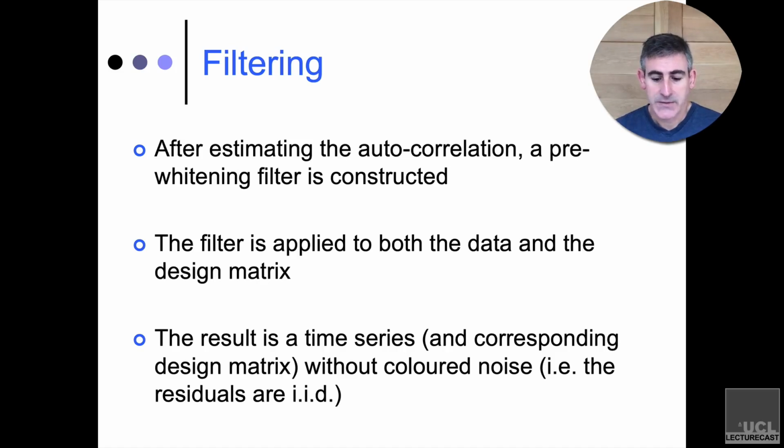So after filtering the data and the model to remove the autocorrelation structure, you're left with white noise. That is to say, independent and identically distributed residuals. And that means that we're no longer violating this assumption of the general linear model, which is what we want. That's why we did it.